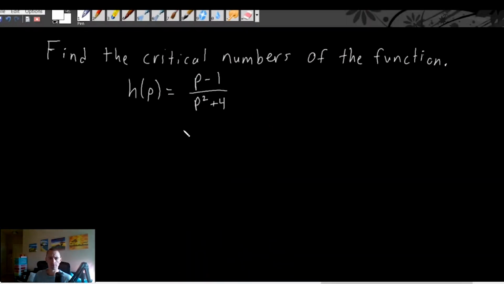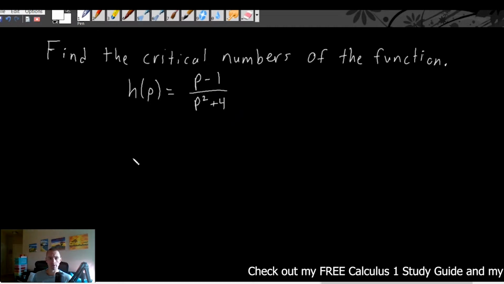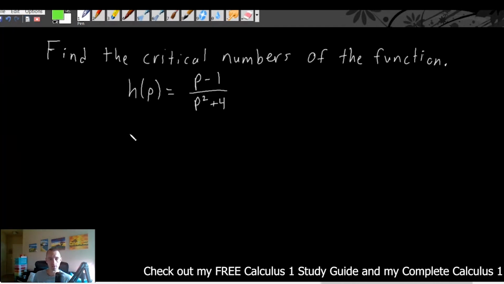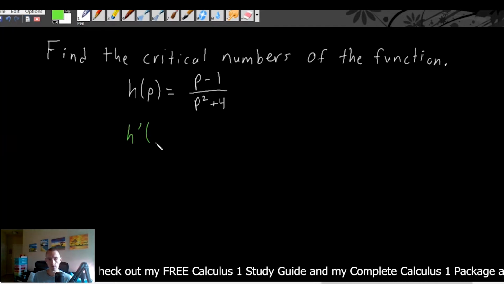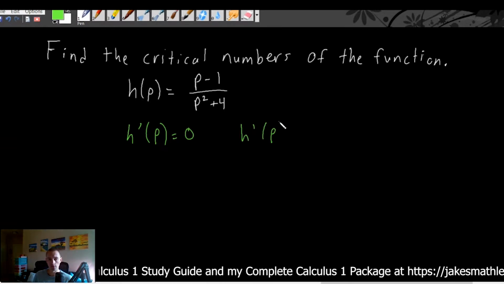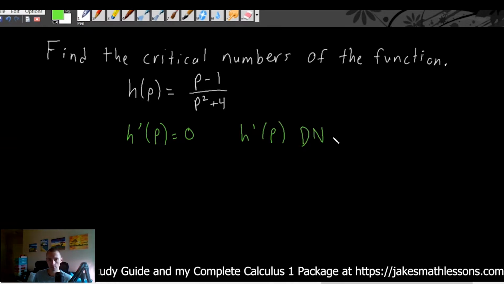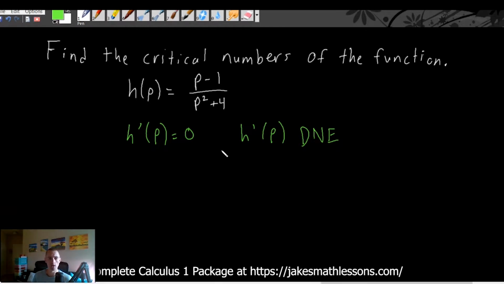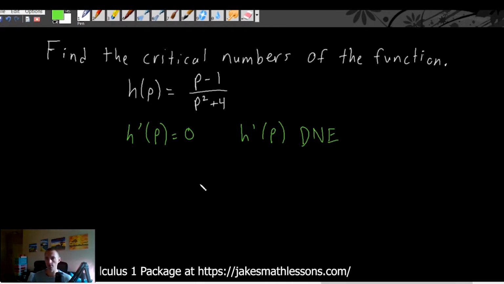Find the critical numbers of the function. In this example, we have our function h of p equals p minus 1 all over p squared plus 4. Okay, so again, to find the critical numbers, we are always going to want to consider the same two things. Where does the derivative of your function equal 0? Where does the derivative of your function not exist? Those are always going to be the two conditions that create critical numbers. So you just need to figure out what p-values make that happen.